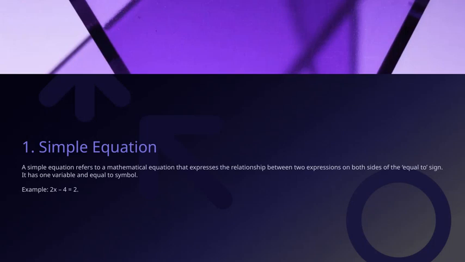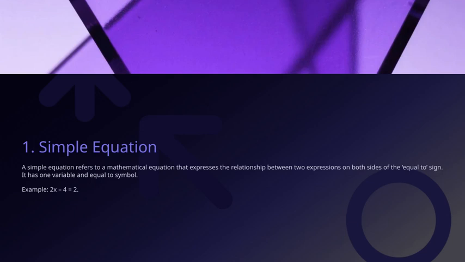Let's take a closer look at what we call a simple equation. A simple equation is basically a mathematical statement that shows the relationship between two expressions, separated by an equal sign. The key thing to remember is that it has one variable, which is the unknown quantity we're trying to find, and the equal sign that shows the balance between the two sides.